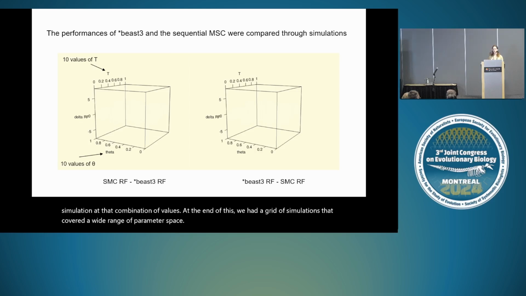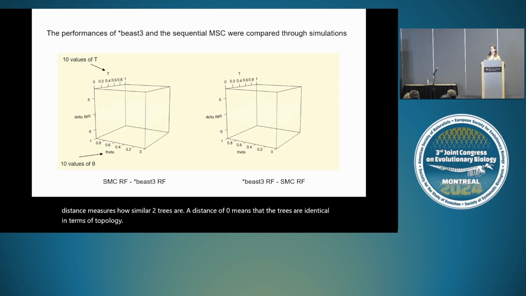The z-axes of these cubes will show the Robinson-Foulds, or RF distance, from each of the programs to the true tree. In the first cube, that axis will show the SMC RF distance to the true tree minus the StarBeast 3 RF distance to the true tree. An RF distance, or Robinson-Foulds distance, measures how similar 2 trees are. A distance of 0 means that the trees are identical in terms of topology.